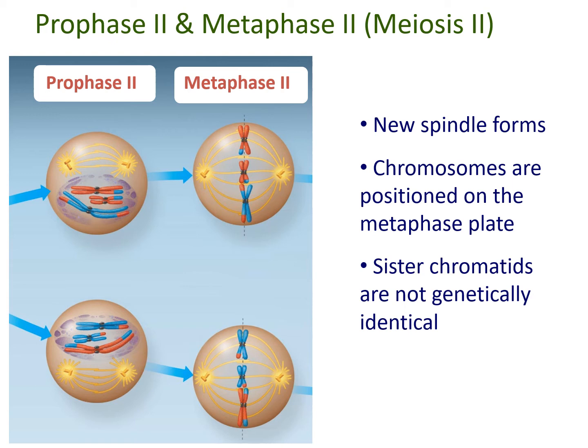The second division looks a lot like mitosis. It basically is the same as mitosis, except that we're starting off with half the number of chromosomes and half the amount of DNA. So these chromosomes line up on the metaphase plate, and just like before, the kinetochore is going to attach to the appropriate microtubule, hopefully, and that's going to walk the chromosomes along the microtubule towards the poles.